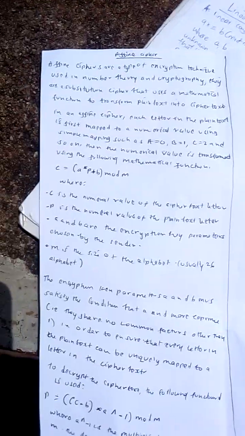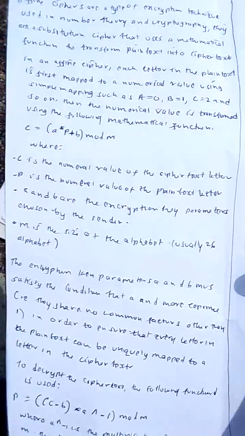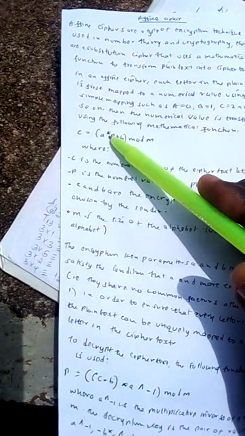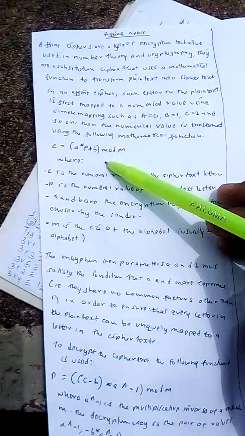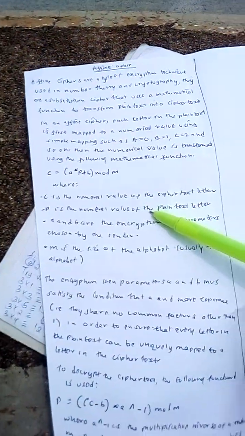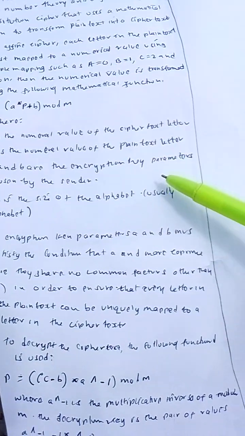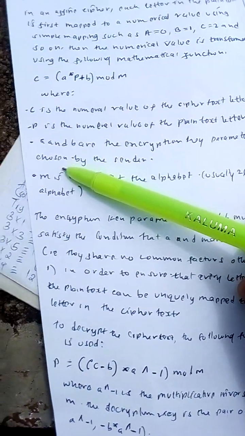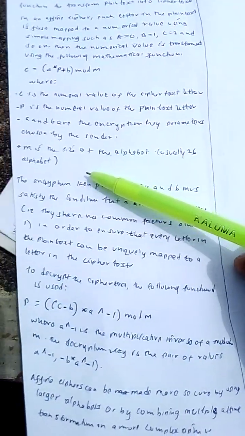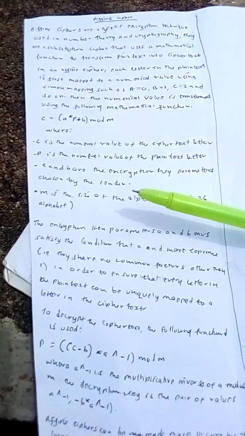The numerical value is transformed using the following mathematical function, where C = (a times P plus b) modulo m, where C is the numerical value of the ciphertext letter, P is the numerical value of the plain text letter, a and b are the encryption key parameters chosen by the sender, and m is the size of the alphabet, usually 26 for the English alphabet.